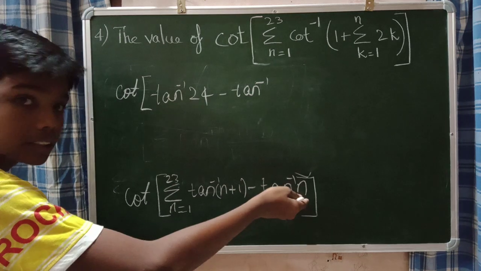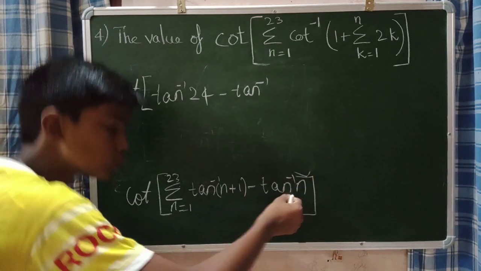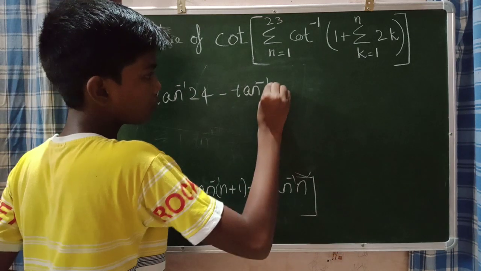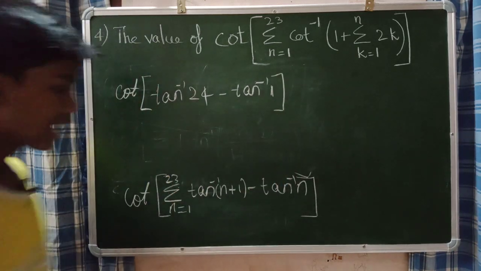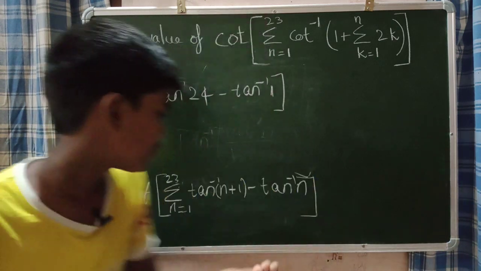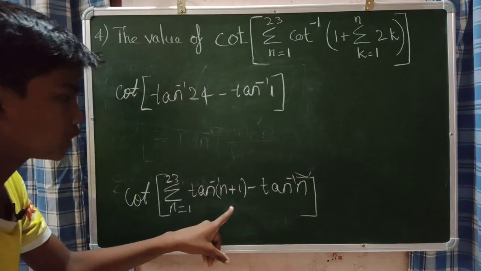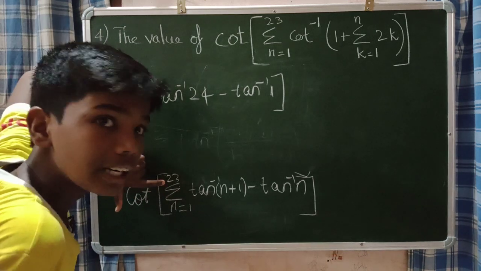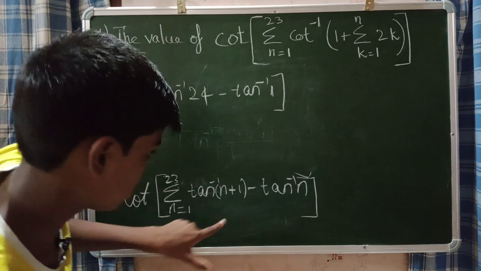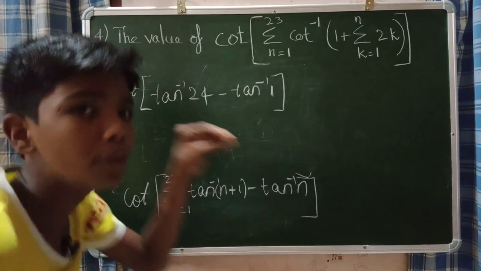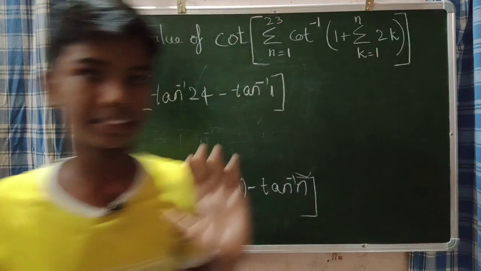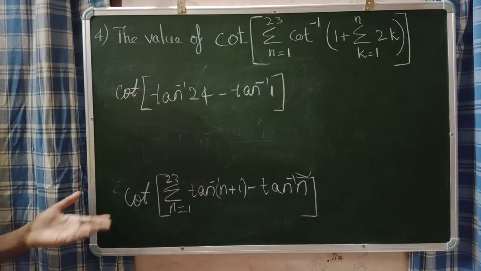In this tan inverse of n, you should take n equal to 1. So just a basic thing, guys: you know how to open the summation. For n plus 1, you take 23, that is 24, minus tan inverse of n, where n is 1, so tan inverse of 1. This is the rule you learned in sequence and series to open the summation.